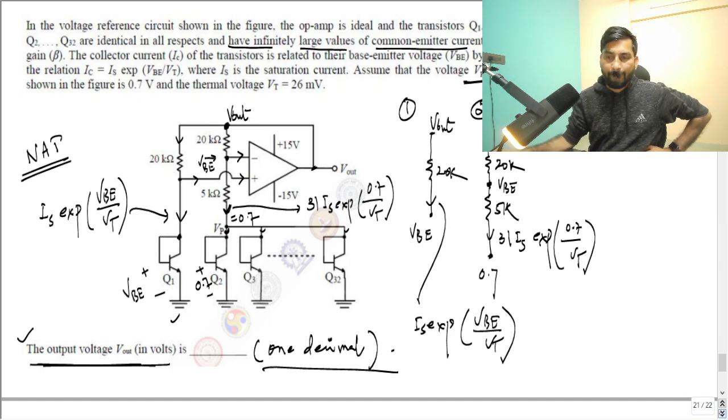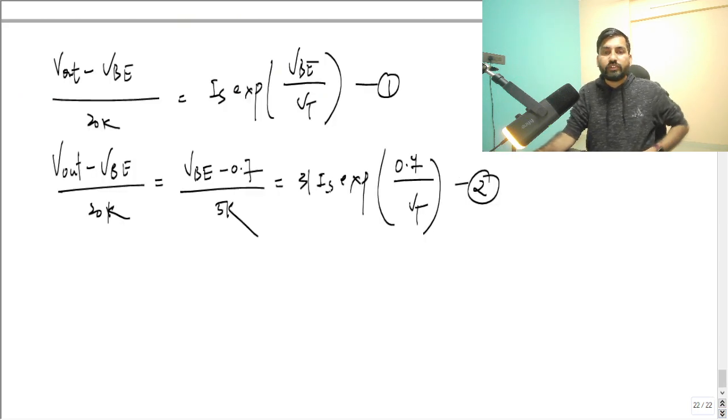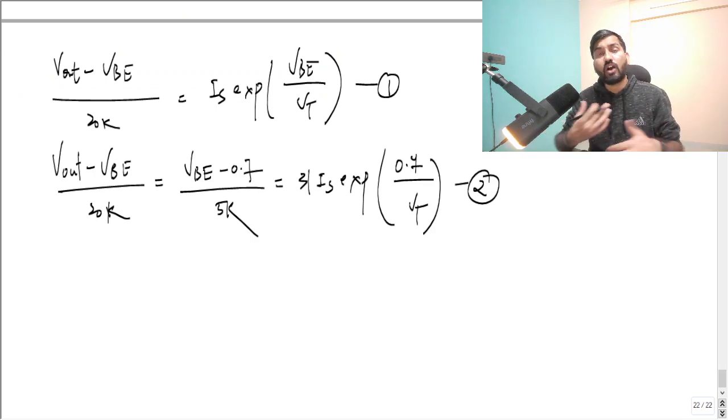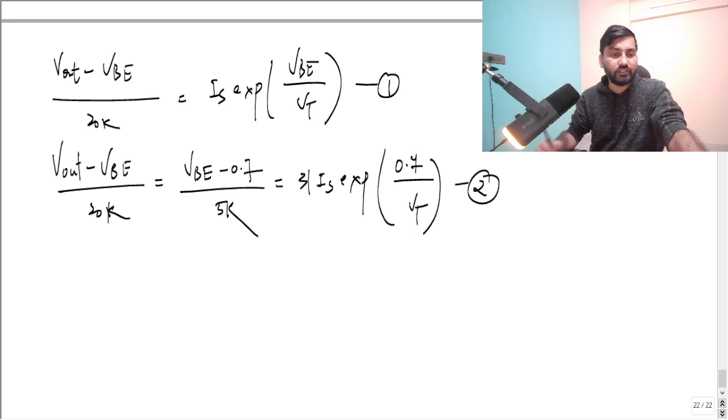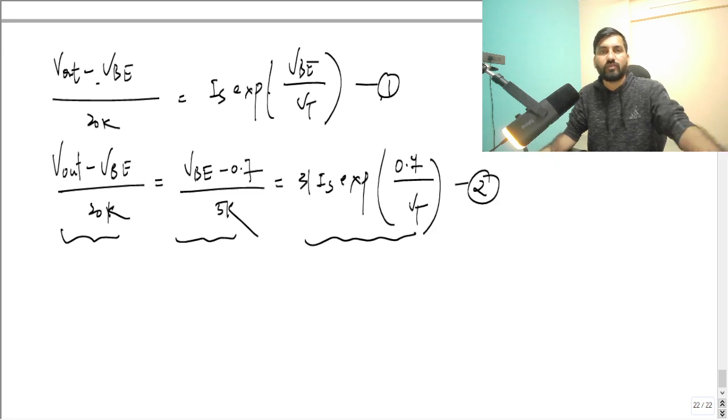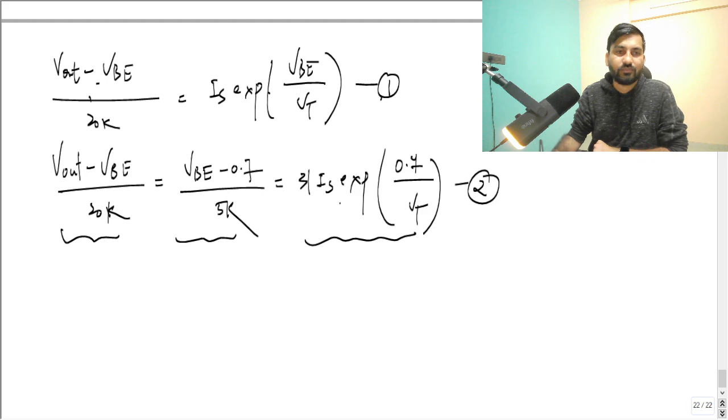Okay, so now you know the reverse saturation current is not given. So how can you manipulate this? How can you solve this? What you can do here is take equation 2 and equation 1. There are three terms, one term, second term, and third term, and two terms only. So you have to take this term and this term, so that if you divide, it will get cancelled, right?